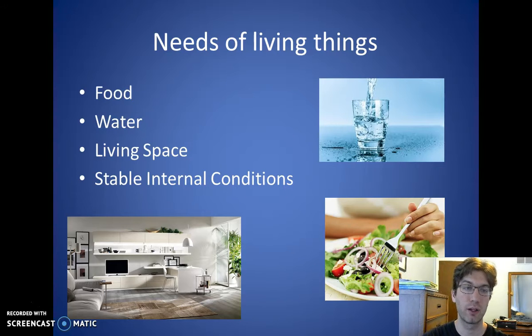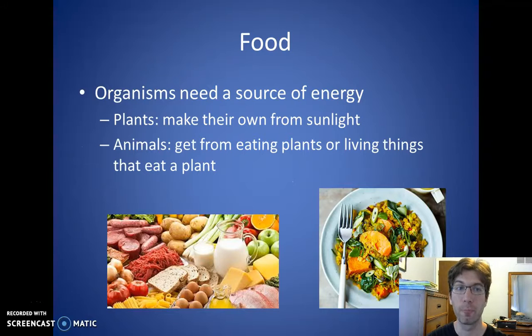So needs for any organism out there, they all need food, they all need water, they all need a living space, they all need stable internal conditions. In our following slides, we'll go into more detail, starting with food. Organisms need a source of energy. Energy normally comes from sunlight, but you can't really process sunlight. Well, can you? But we do have other organisms that can on our planet.